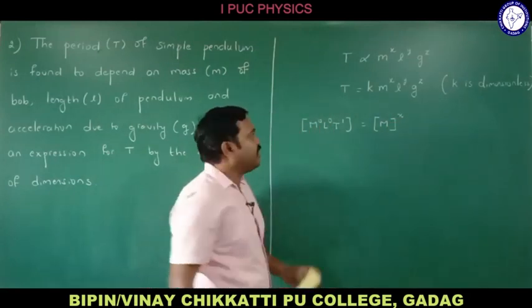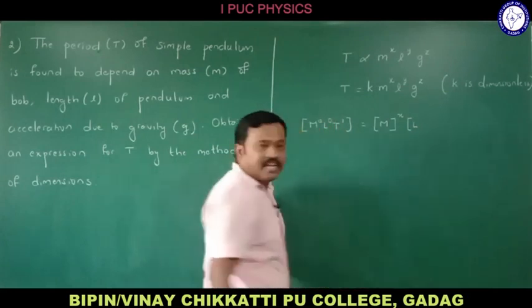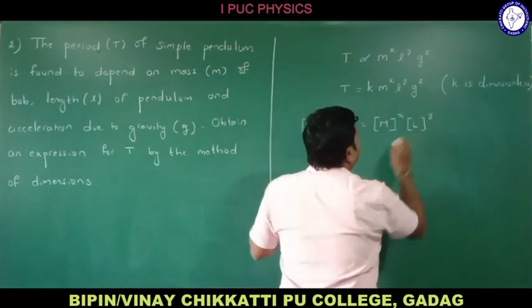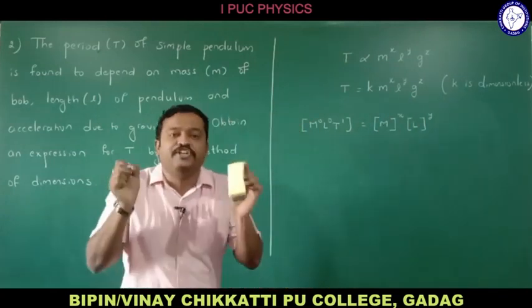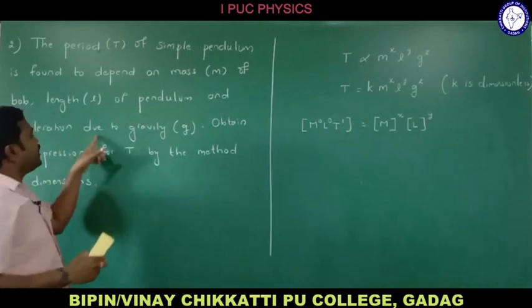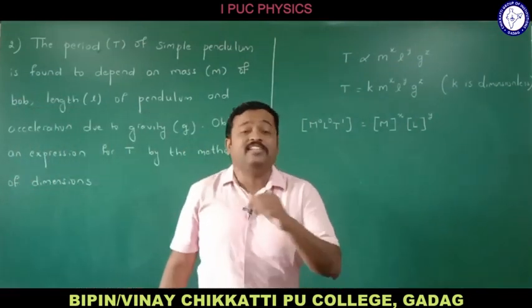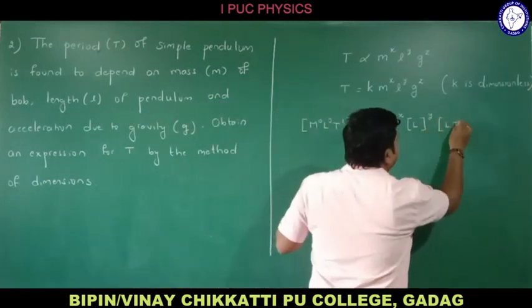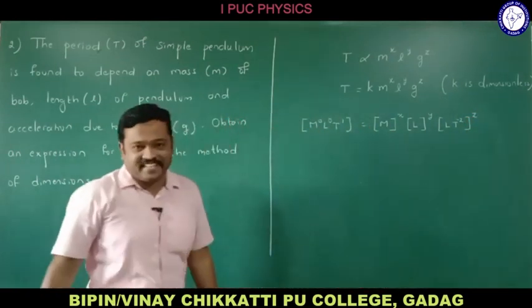X. And what is length? Length. Shall I write length as L here? Yes, that raised to power y here. What is G? G is acceleration due to gravity. Just think it out. It is acceleration itself, right? So what is the dimension for acceleration? We know the dimension for acceleration is L t raised to minus 2, and it is raised to the power of what we say here? Z. Right?